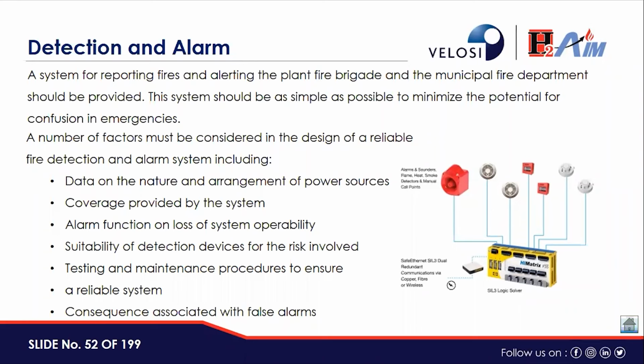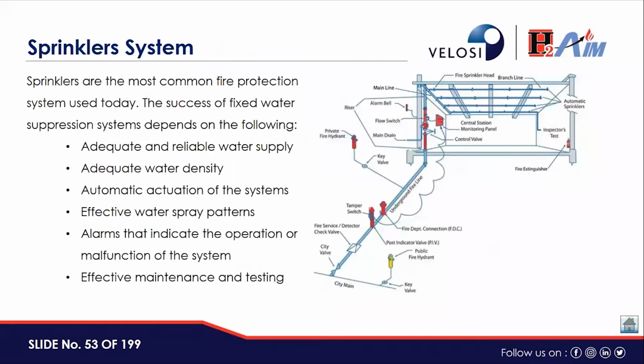A number of factors must be considered in the design of a reliable fire detection and alarm system, which include data on the nature and arrangement of power sources, coverage provided by the system, alarm function on loss of system operability, suitability of detection devices for the risk involved, testing and maintenance procedures to ensure a reliable system, and consequences associated with false alarms. Then comes the sprinkler system.